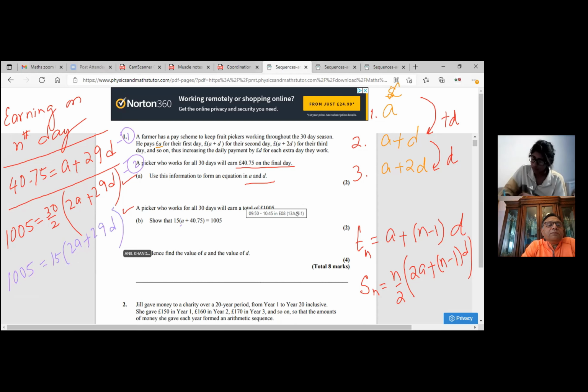Now, you can replace 29D by 40.75 minus A. Is that correct? Oh, yeah. So you can get all this. So we'll get, you can do the calculation 2A plus, now 29D is 40.75 times minus A, right? Minus A, yeah. Now you can open the bracket.